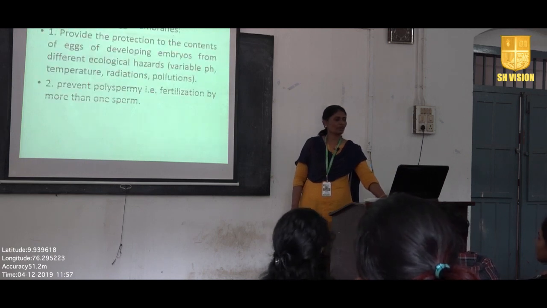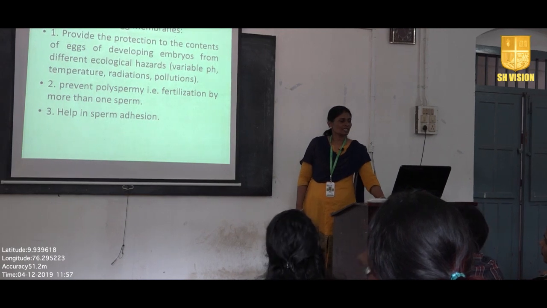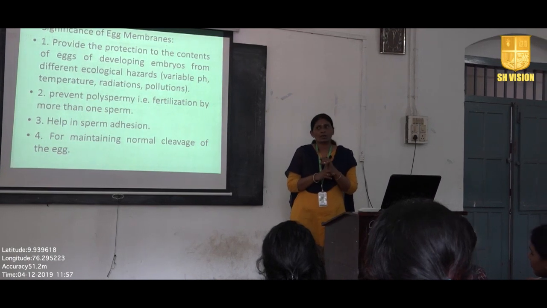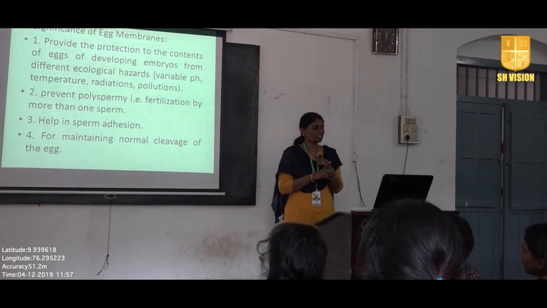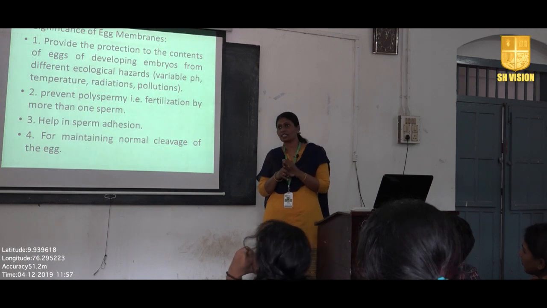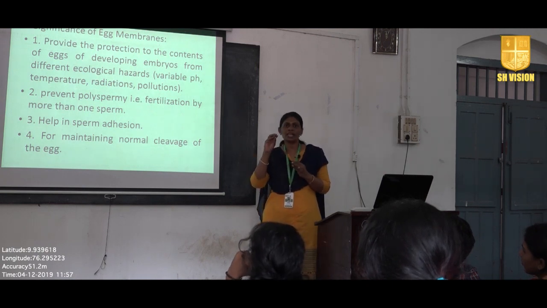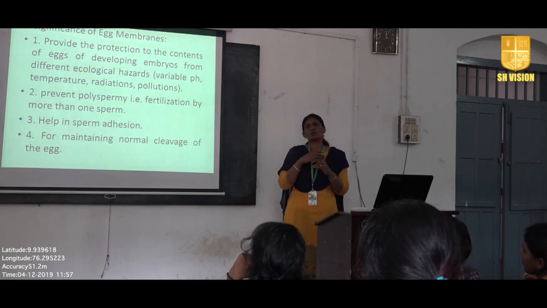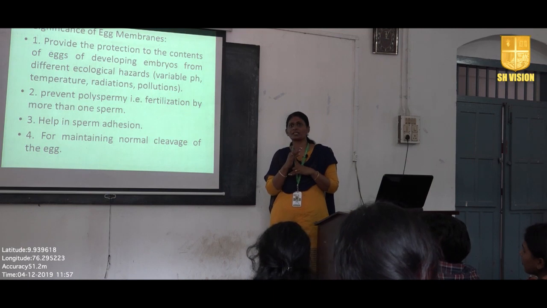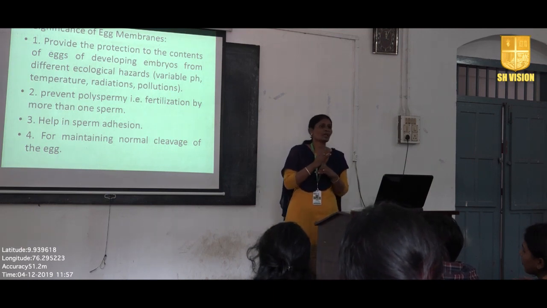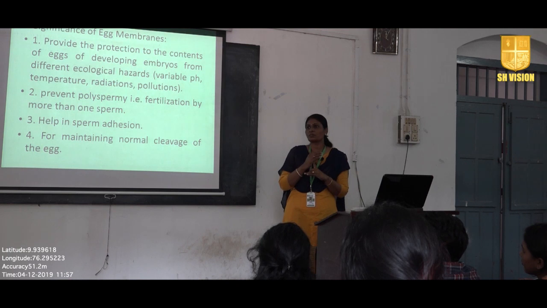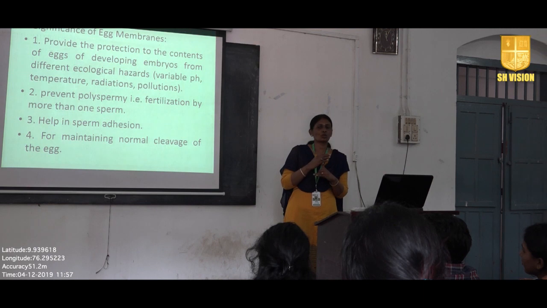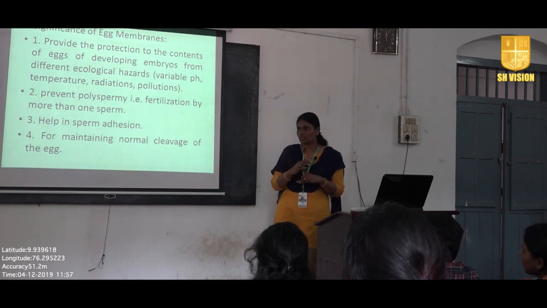And the significance of egg membrane: the first thing is, it's within the egg membrane that sperm attaches, so it helps in sperm addition and prevents polyspermy. There are changes once the sperm enters, a single sperm enters into the ovum, there are changes within this vitelline membrane and the perivitelline space. And what happens as a result is polyspermy is prevented. And the cortical granules play a major role in the prevention of polyspermy.